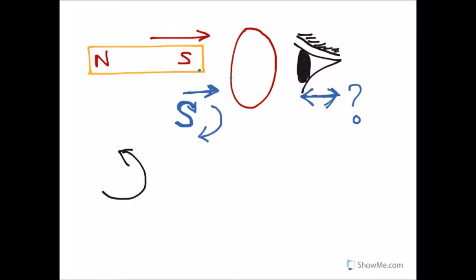Since there is a south pole on this side, there has to be a north polarity on this side, on the side of the eye, and hence the current on this side should be anti-clockwise. So the answer is, if we want to look at the direction of current from the side of the eye, the current direction is anti-clockwise.